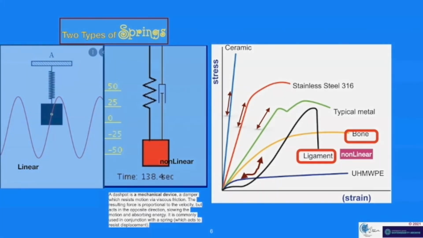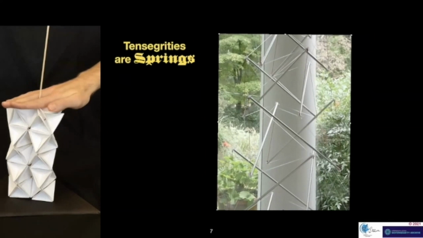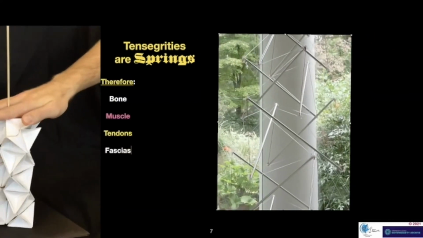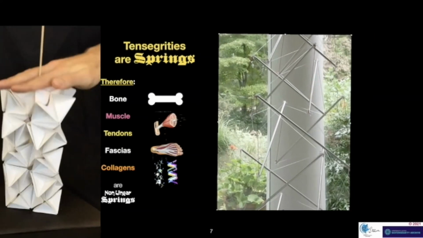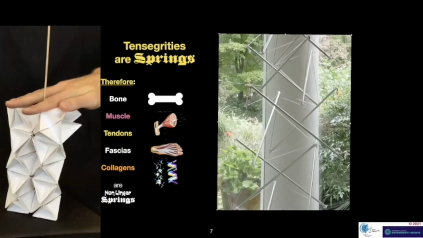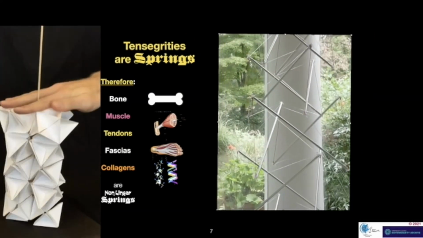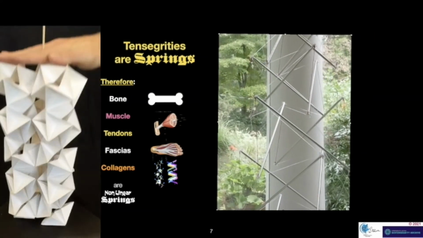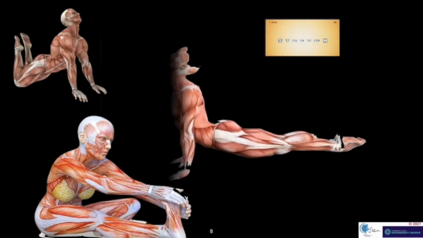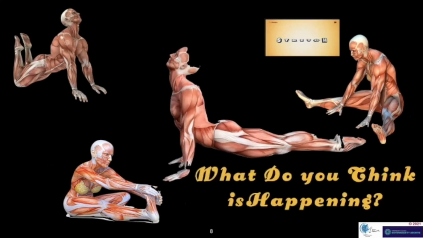Well, what we have to remember is tensegrities are really springs, and they're nonlinear springs, and therefore bone, muscle, tendon, fascia, and collagen are all nonlinear springs. So when we're talking about stretching, you're talking about pulling or compressing a spring. I don't think we should make more of stretching than that. So if you want to talk about stretching and get specific, what do you think is happening when stretching?